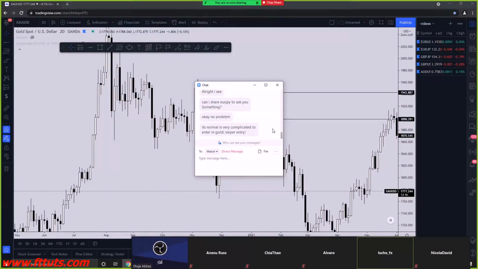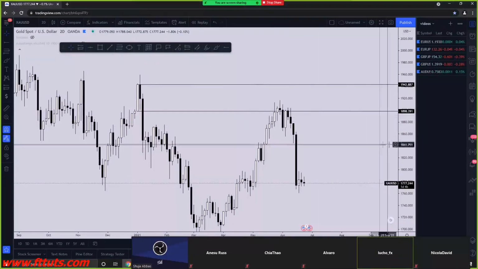It's normal. It's very complicated to enter on gold sniper entry. Yeah, that's normal. Don't worry, that's really normal.